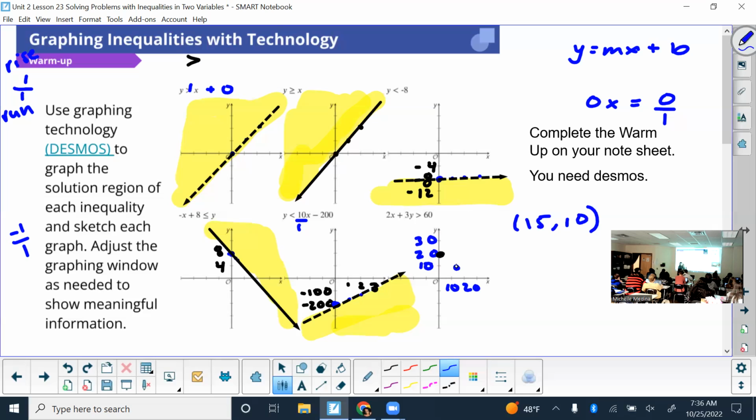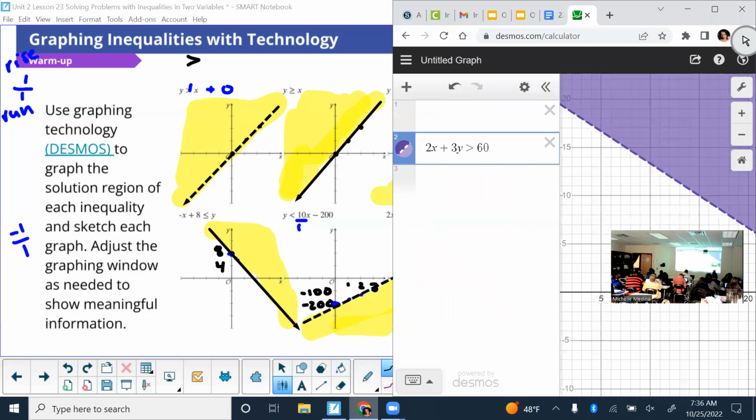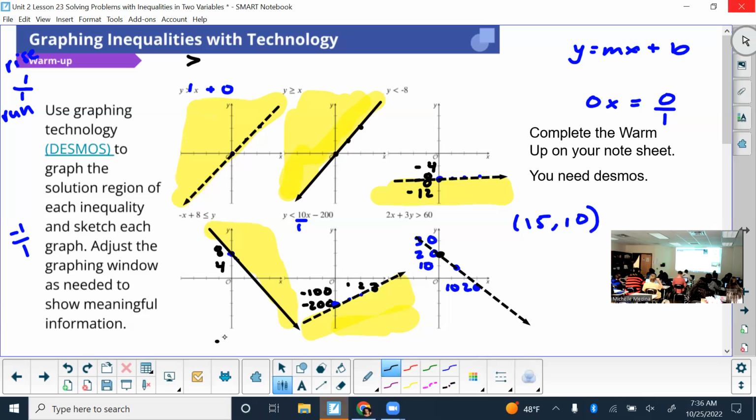And would it be solid or dashed? Right, dashed. And then I can do this line. Normally, I suggest at least 3 dots to make your graph, but since we're using Desmos, I'll just do that. And was it shaded above or below? Yes, so then shade it above.